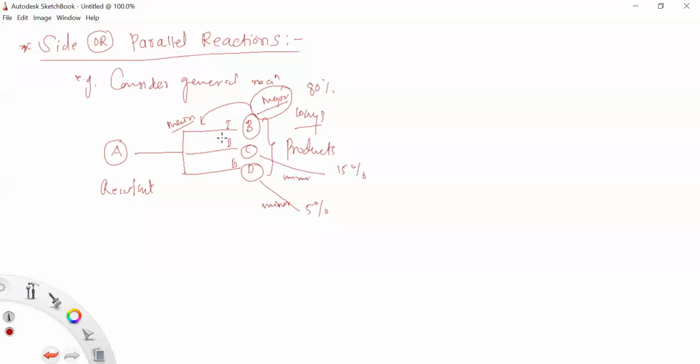And path 2 and path 3 are simply called the side reactions or parallel reactions. Such reactions which are disturbing the main reaction, these two reactions disturbing the main reaction, are called side reactions or parallel reactions.